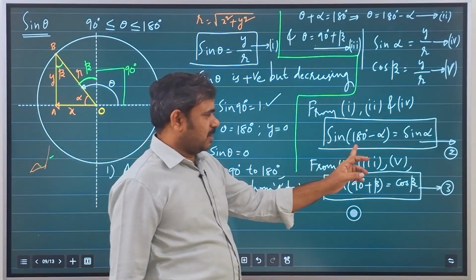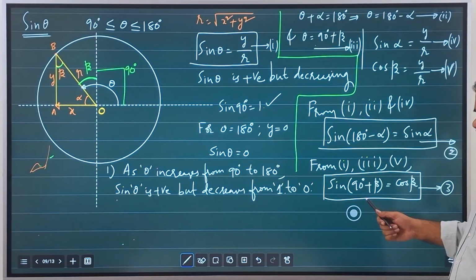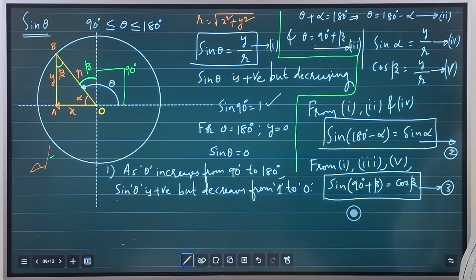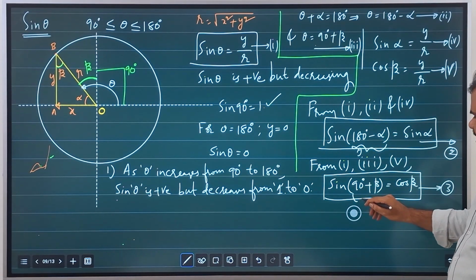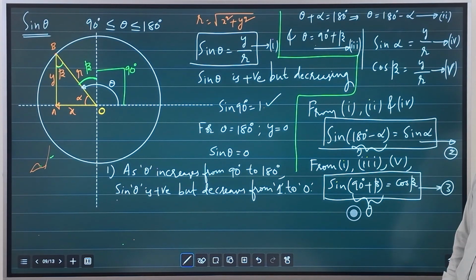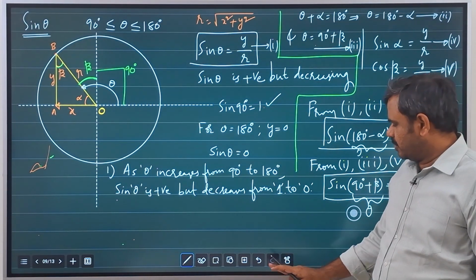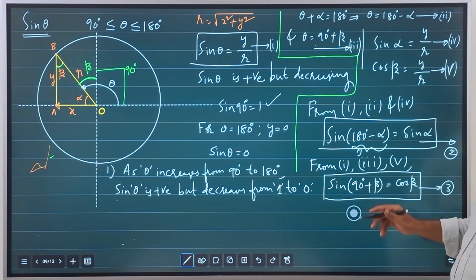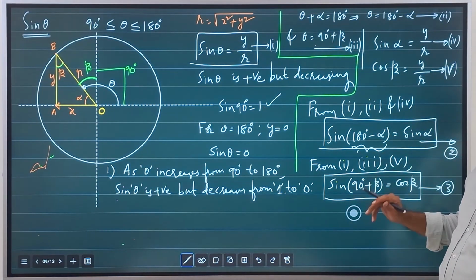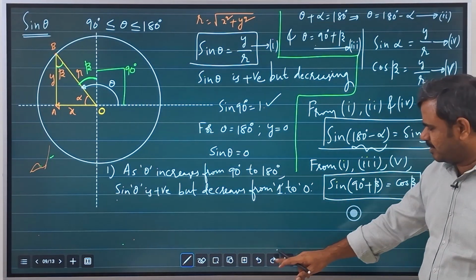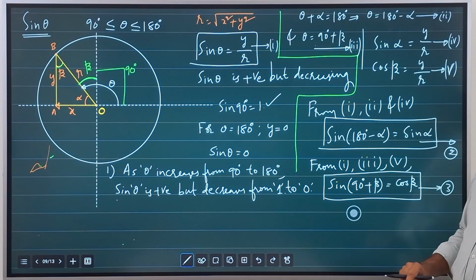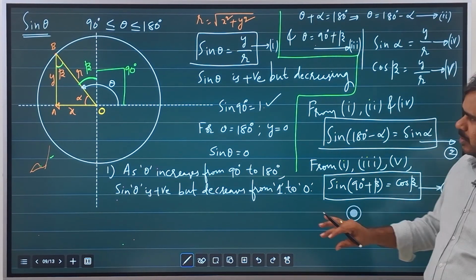Sin 180 degrees minus alpha is equal to plus sin alpha. Sin 90 degrees plus beta is equal to cos beta. Theta is greater than 90 degrees here, but less than 180 degrees. So in the second quadrant, sin theta should be a positive value. That is why we are getting plus sin alpha for sin 180 degrees minus alpha and plus cos beta for sin 90 degrees plus beta. So these are the conclusions that we come to in the second quadrant.